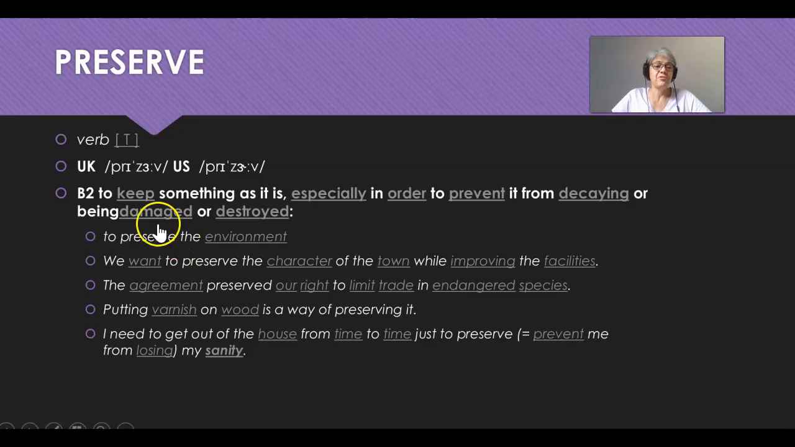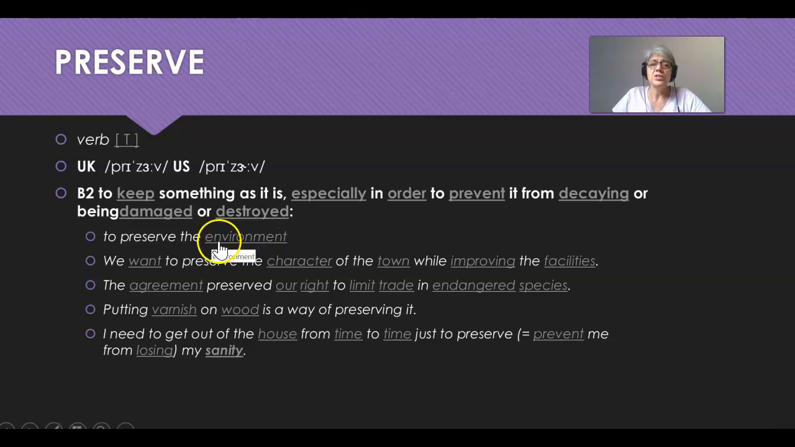Let's look at preserve first. It is said to be a B2 word. Now, if you are in BE course at ICT, you should be better than this. You should know this word already. Preserve means to keep something as it is in order to prevent it from decaying or being damaged or destroyed.